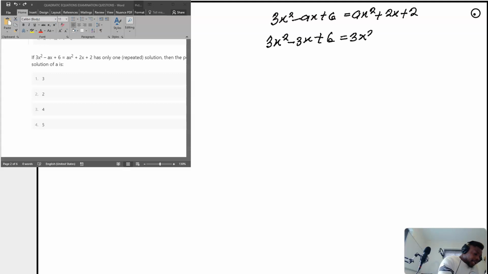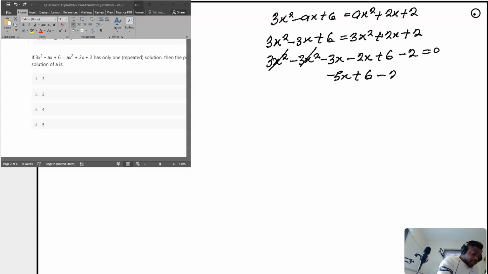So I'll put a in the expression. So this is 3x squared. Let's bring this one here. Minus 3x squared is minus 3x. Bring this one here. Minus 2x. This plus 6. Bring this one here. Minus 2 is equal to 0. So this, we get this out. So what do we have? Minus 5x plus 6 minus 2 is equal to 0. You can see this one is no more a quadratic equation. So a cannot be 3.